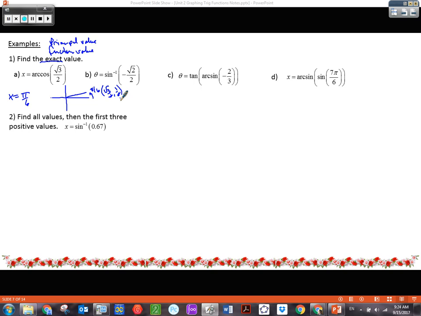Okay, are we okay? I know it's like a shift in the way that we've been thinking. I'm hoping that we know that cosine of pi/6 is √3/2. Therefore, the arc cosine of √3/2 is pi/6. Okay, see how the inverse function says flip the x and the y. Okay, so let's look at the next one.